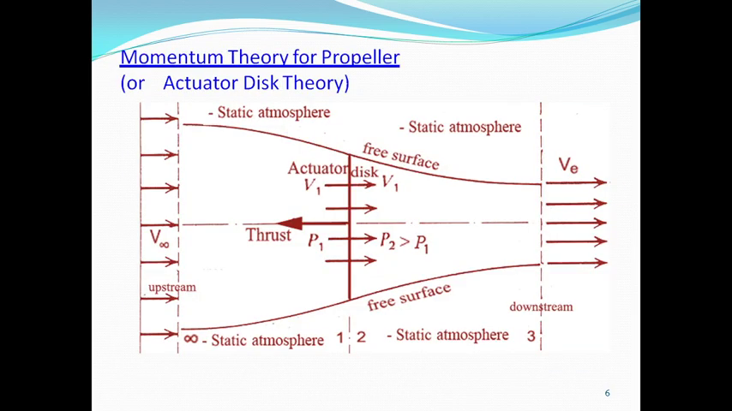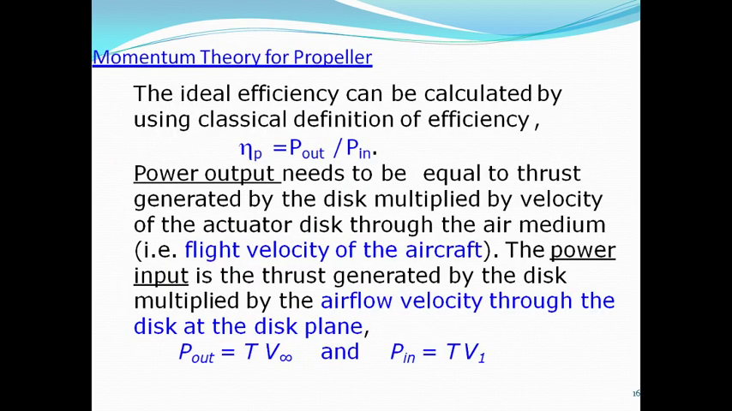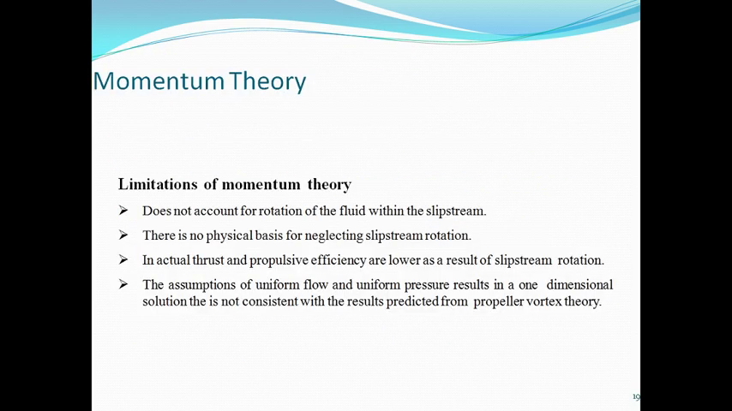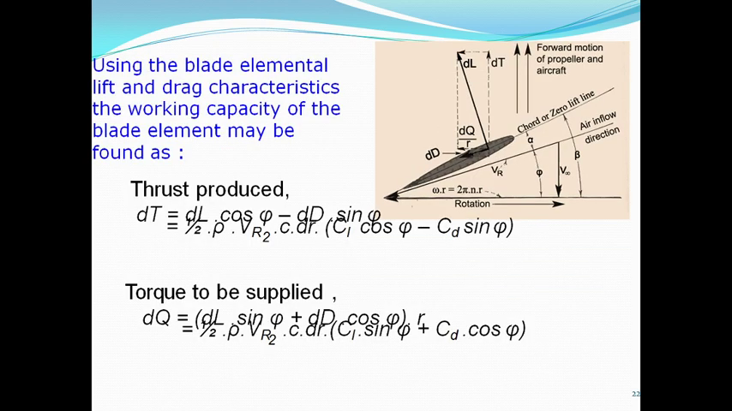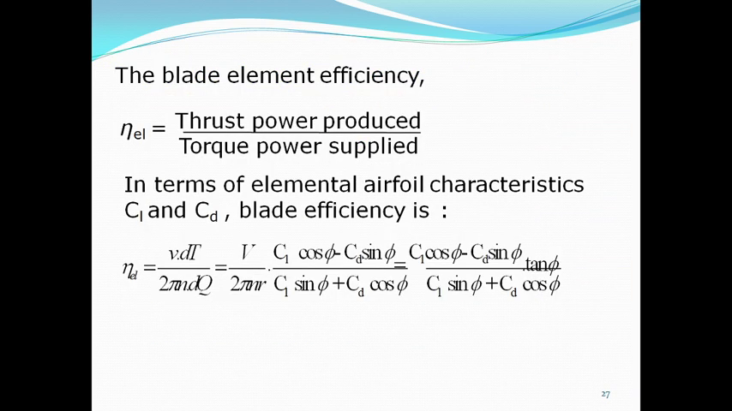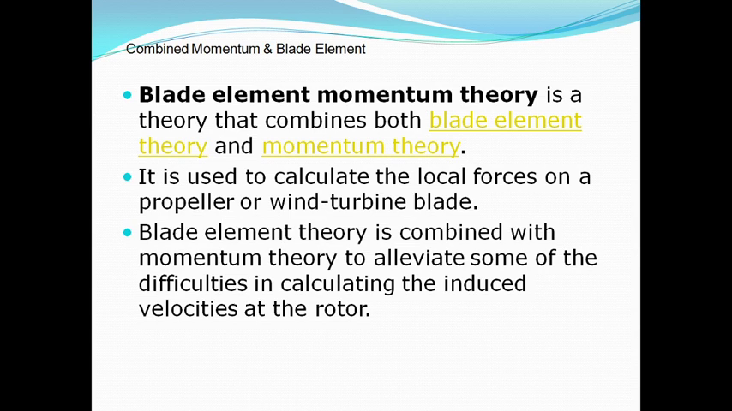We have gone through these things. In the last class, we discussed the momentum theory, and then we spent some time understanding the blade element theory also. We walked through this blade element theory in the last class. Here we tried to see the characteristics, but we will spend more time today on the characteristics. Probably there was some question about the negative thrust at the root. We will spend some more time on this today. Let's come to today's main session, that is the combined momentum and blade element theory.